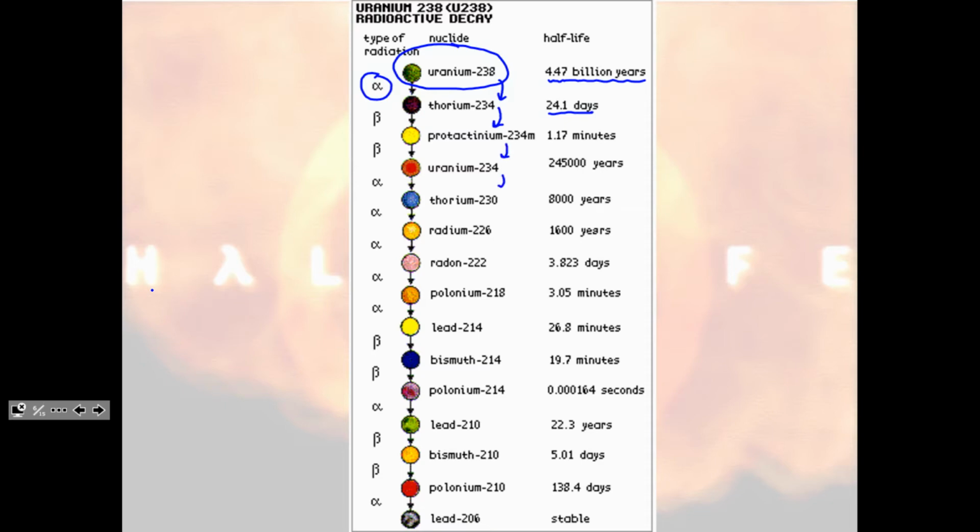And we could continue down and look. Some of these, look at polonium-214, very unstable. Half-life is just a fraction of a second. And then eventually you get to a product that is stable and will actually never decay, like lead-206.